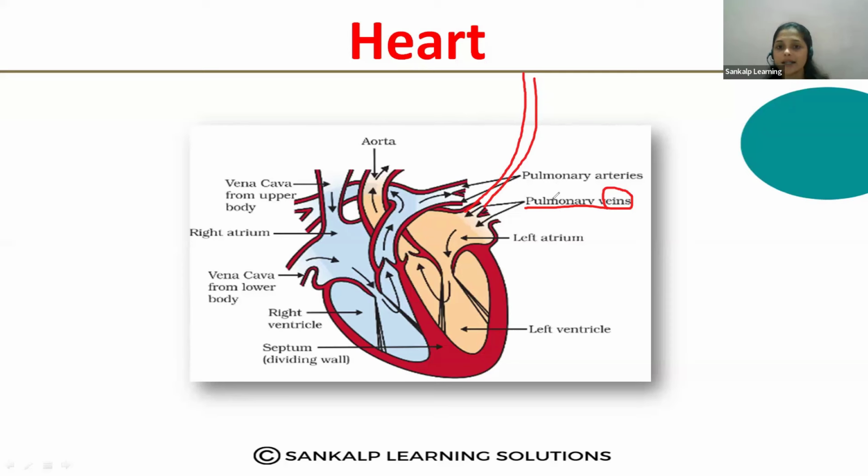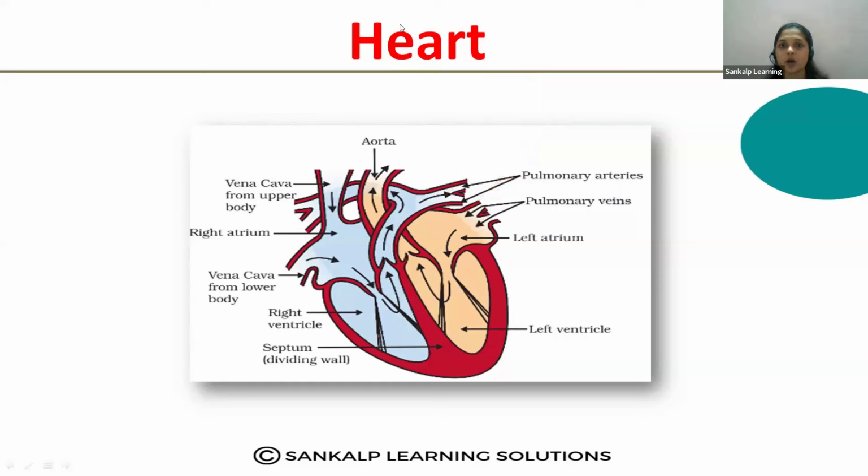And arteries always carry the blood from the heart to the different organs of our body. So arteries carry the blood from the heart to different organs. They are called arteries. Pulmonary arteries carry the blood to the lungs for the oxygenation. So this is called a double circulation.